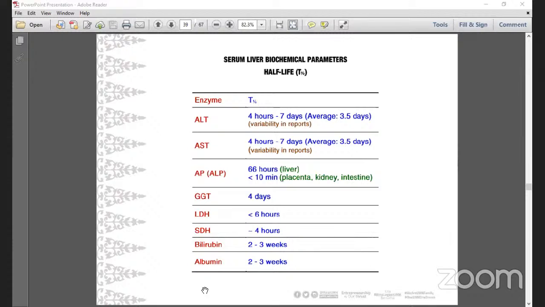But ALP produced by the placenta, the kidney, and the intestine has a half-life of less than 10 minutes. That means most of the time if we see high alkaline phosphatase, it's due to the liver. And then bilirubin and albumin persist longer in the blood circulation, up to 2 to 3 weeks. Next.